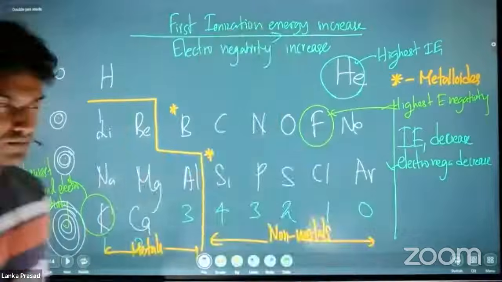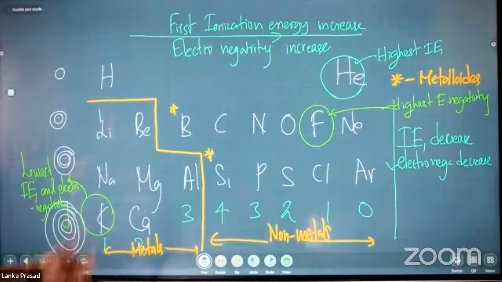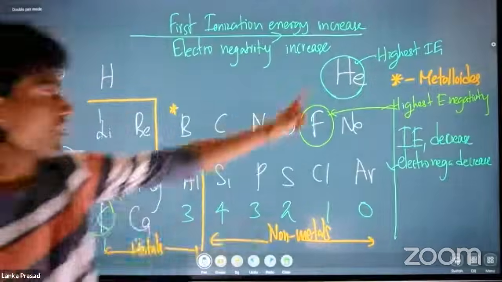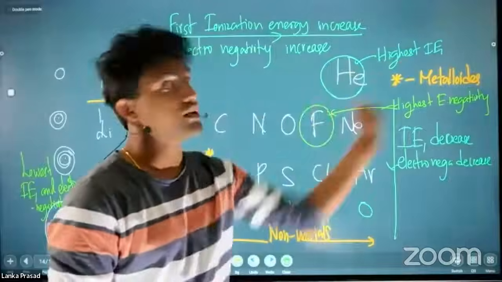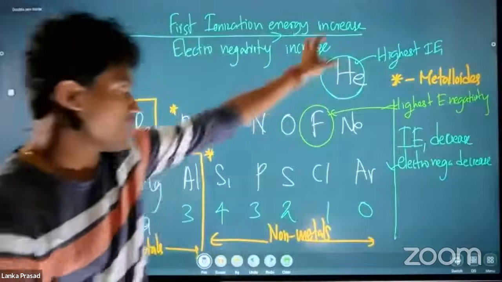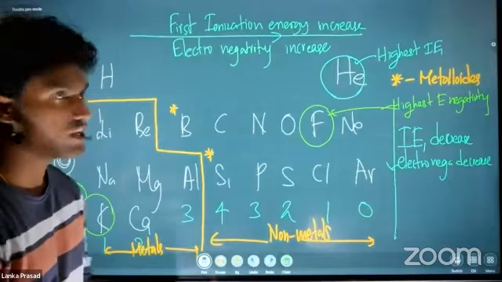Right? Yes. You have to know it. Right? Lowest first ionization energy, lowest electronegativity. Highest ionization energy. Highest electronegativity. Yes. Right. Normally you call them noble gases. Already you know them, right?